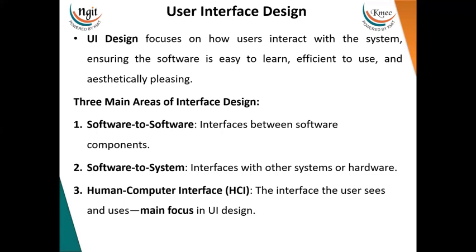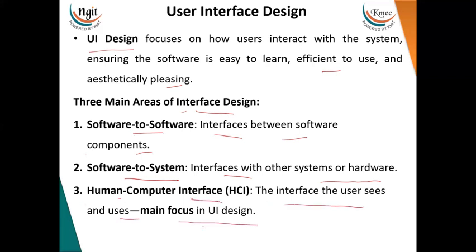Now, those are mentioned here. UI design focuses on how users interact with the system, ensuring the software is easy to learn, efficient to use, and aesthetically pleasing. So the UI will decide many factors of a particular website, right? Now, the three main areas of interface design: first, software to software, the interfaces between software components; second, software to system, that is interfaces with other systems or hardware; then the human computer interface, the interface the user sees and uses. That is the main focus in UI design because this is more important than all the others, right?